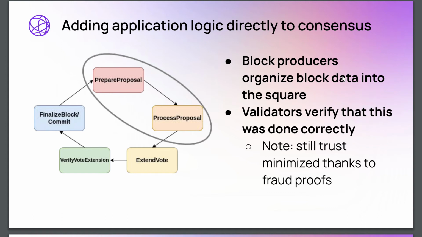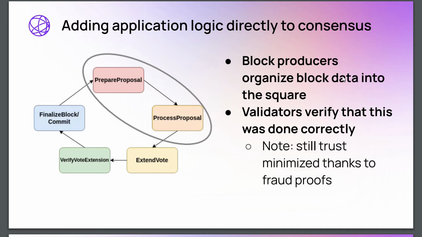So this is basically exactly what we do, right? Like I was talking about before, we have that one method called prepare proposal, and block producers organize the block data during this step. Along with that, though, validators verify that the data was actually organized in the correct way and that all the rollup block data was actually included in that block.